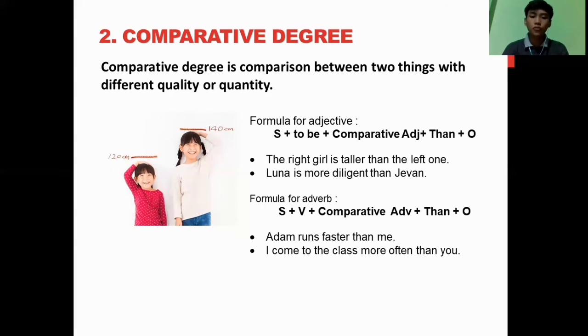Next is the formula for adverb. The formula is subject plus verb plus comparative adverb plus than plus object. So the example is, Adam runs faster than me. And then, I come to the class more often than you.